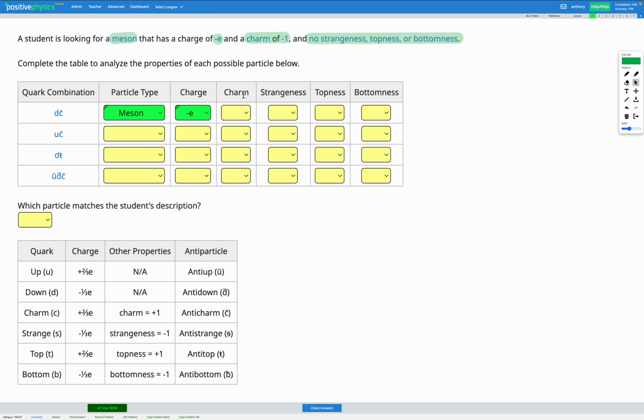Then we need to figure out if we have charm, strangeness, topness, or bottomness. Well, we've got 1 anti-charm in there, which is going to give us a charm of negative 1. And then we've got no strange, top, or bottom particles. So those are all going to be 0 for strangeness, topness, and bottomness.